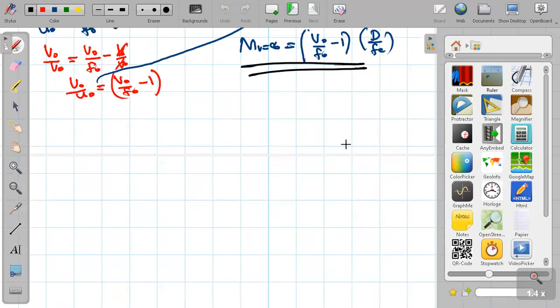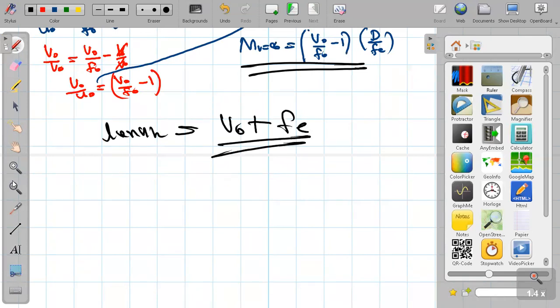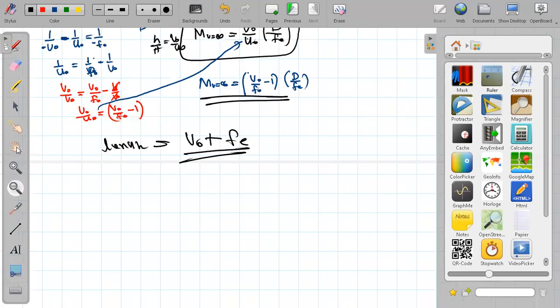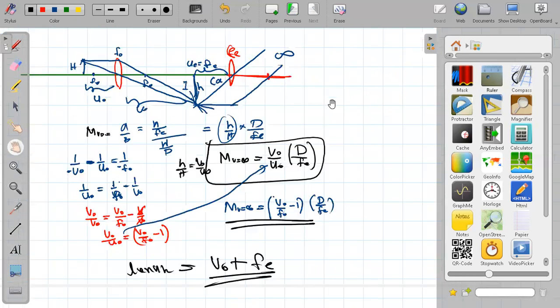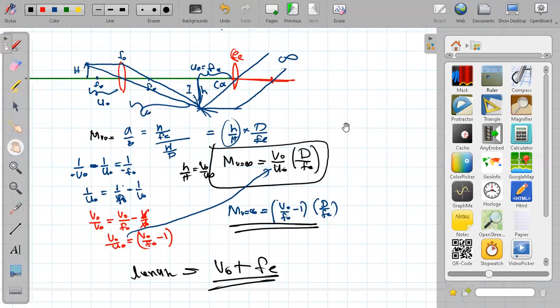Right. Now we can write the length of the tube formula. How to get it? V naught plus Fe. Here U is Fe. You just take it directly, that's all there is. No big magic in these. Very easy. Copy this if you want or take a screenshot. I hope you understand really well.